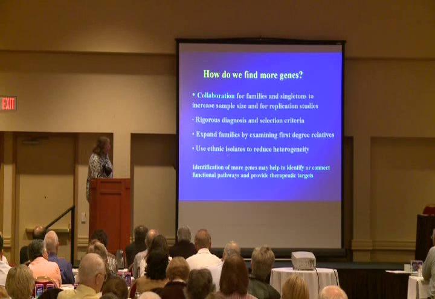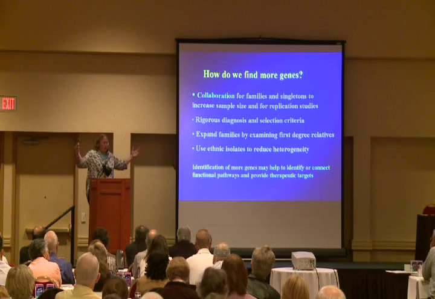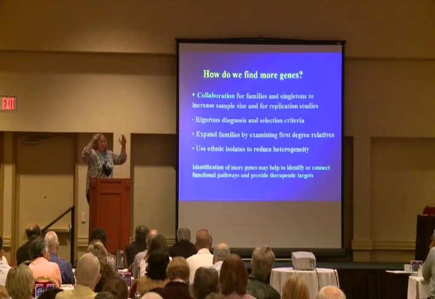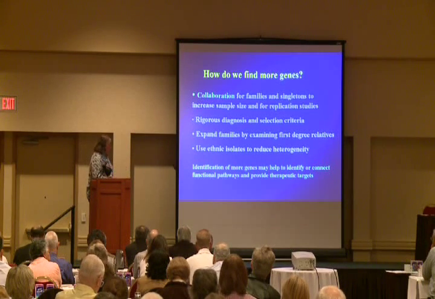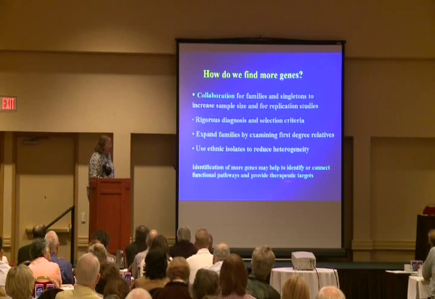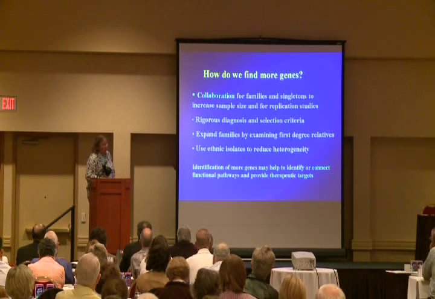And maybe we need to use ethnic isolates to reduce the number of genes in any particular isolate, find something, and then go to the outbred population and ask, does that factor also contribute to the more broad population of focal dystonia patients? And of course, the identification of more genes may help us to identify or connect functional pathways and hopefully will provide new therapeutic targets so we can get some better medicines for dystonias, focal dystonias, and dystonias in general.